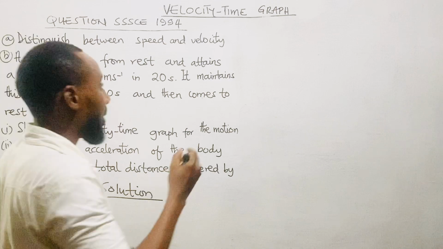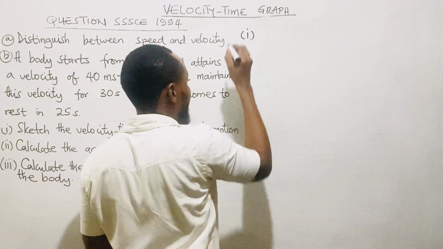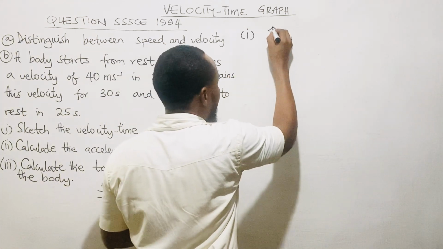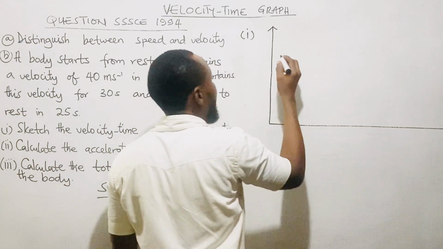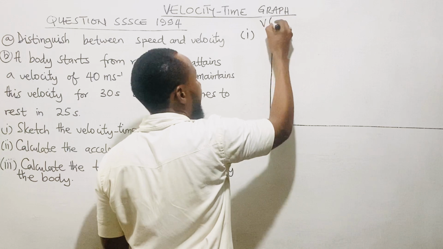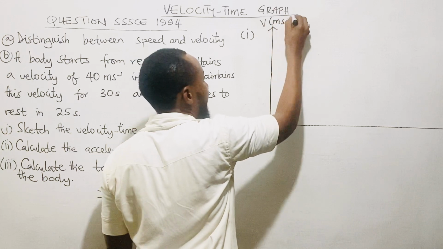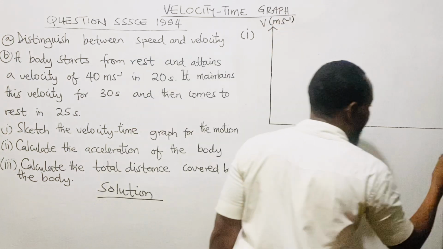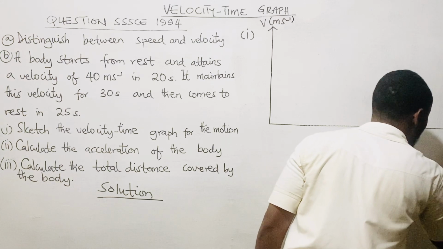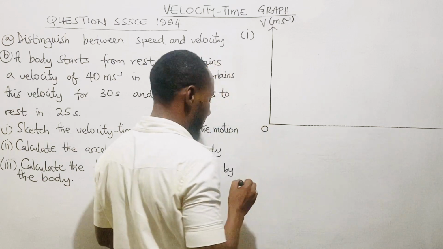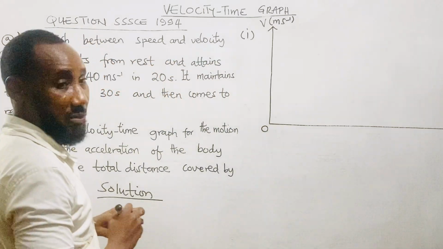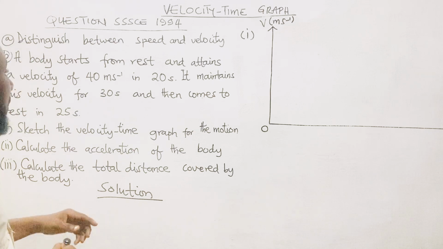So let us sketch our velocity time graph. We draw our ordinate and then our abscissa, that is our vertical axis. We label it velocity, meters per second, right? And then our time axis, we label it nicely. Our origin is 0. The object started from rest.